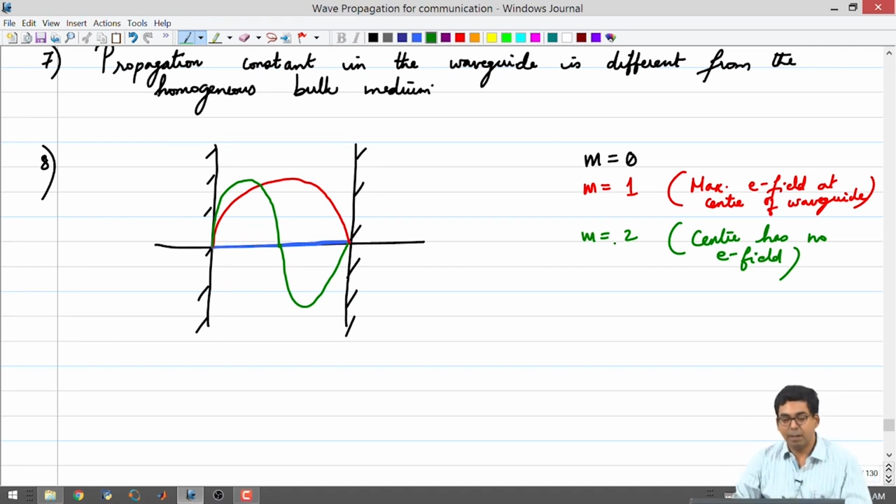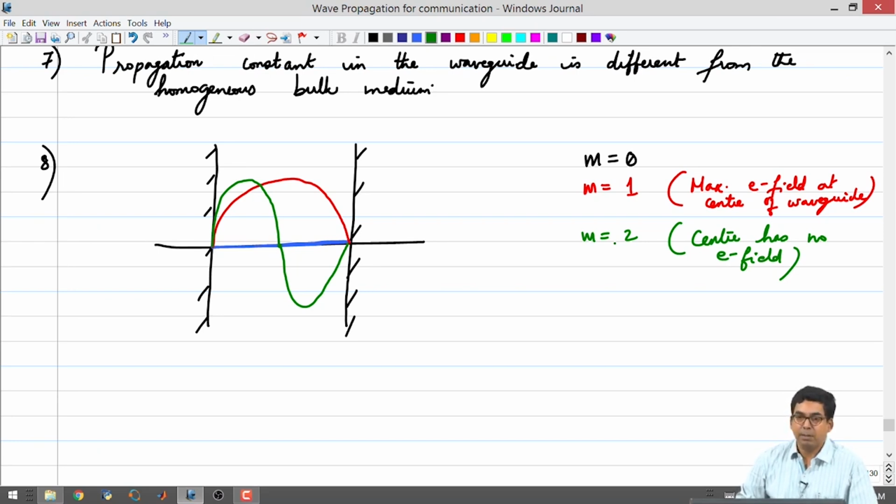So, this means that the E field profiles are kind of discrete. This is not a continuous change from one profile to another profile, and this is also a very important thing. Why do we need to know these shapes? Because initially in the beginning of the lecture we talked about the waveguide being present between a transmitter and a receiver. Suppose you did transmit.